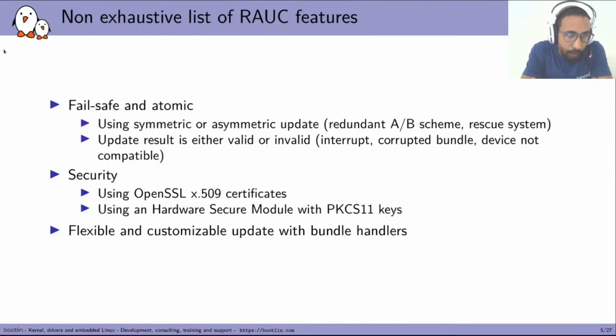Some of the RAUC key features you may look for: atomicity is one of those. This typically means that when your update process starts, it will result in either a completely valid update or a completely invalid update, even though your update is interrupted, or if the image that is being installed is corrupt, or if the target is not compatible with the image. There are also security aspects. You can sign your image with OpenSSL or with a hardware secure module. And finally, you will also be able to completely customize your update scenario using bundle handlers.